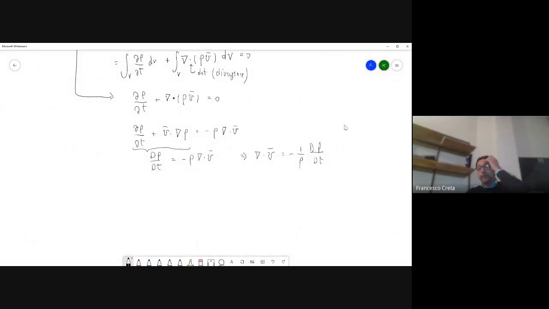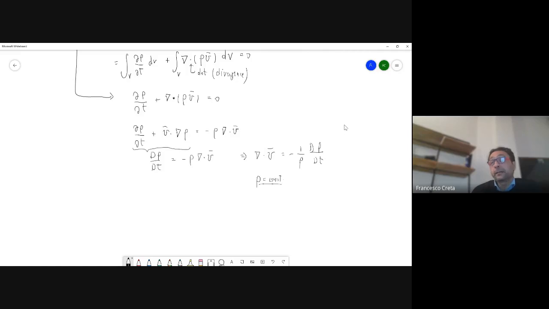So you may be familiar with the fact that incompressible flows, generally or loosely speaking, are flows that have constant density. So the density is constant.